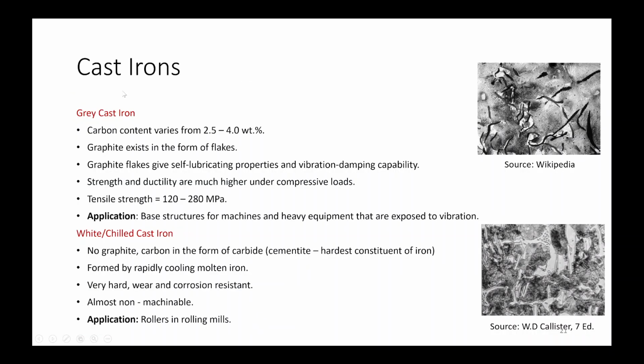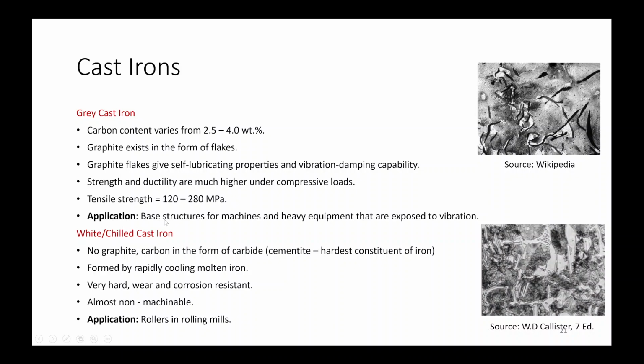Now moving on to cast iron. First and foremost is grey cast iron. In it, carbon content varies from 2.5 to 4 weight%. It also contains silicon, which increases the probability of forming graphite flakes. So graphite exists in the form of flakes. Graphite flakes give self-lubricating properties and vibration damping capability. Strength and ductility are much higher under compressive loads, and it has tensile strength from 120 to 280 megapascal.